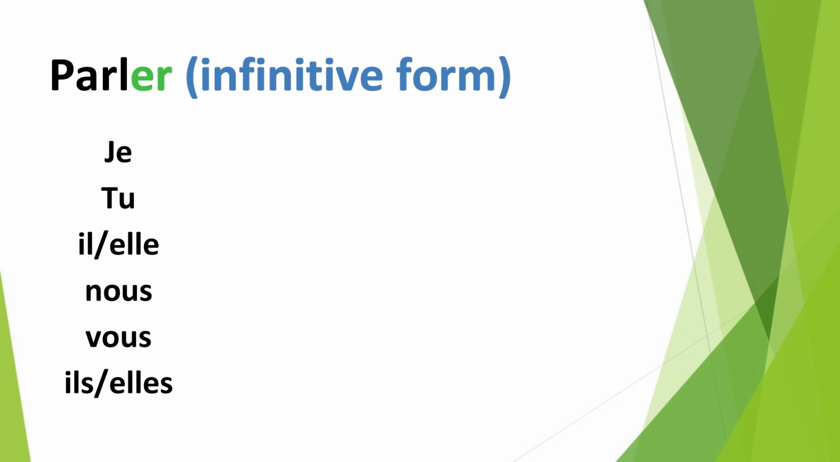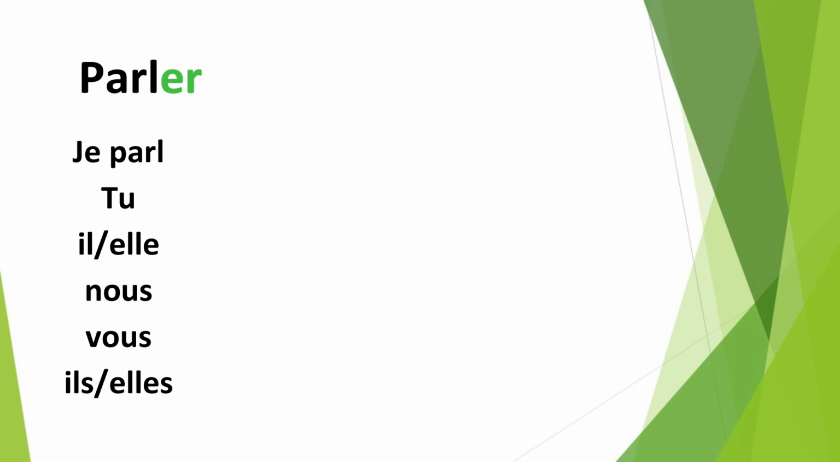So how to conjugate these verbs with these subjects? You just have to eliminate the ER. In the infinitive form, parler, you have ER at the end. You need to cancel this ER. Just write down PARL, the remaining part, and then put the endings: E, ES, E, ONS, EZ, ENT. You just have to put down these endings one by one with respect to the subjects, guys. Every time you just need to cancel the ER.